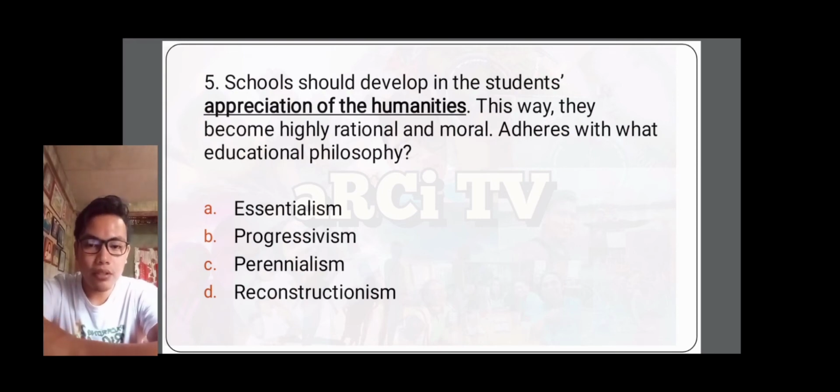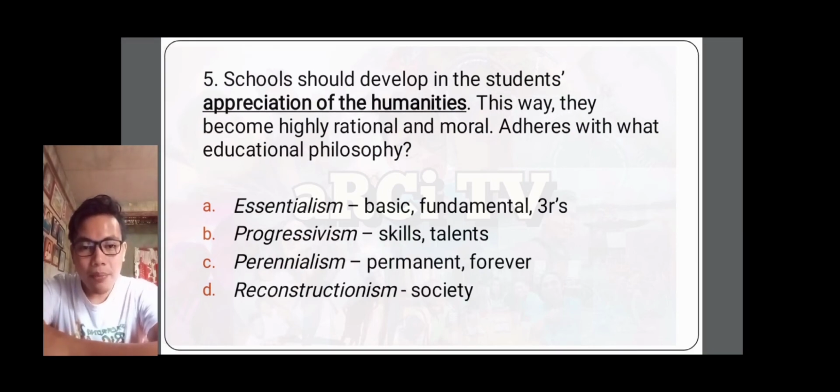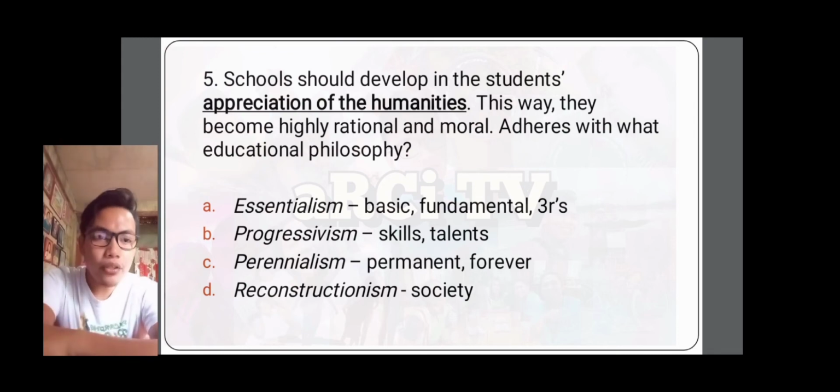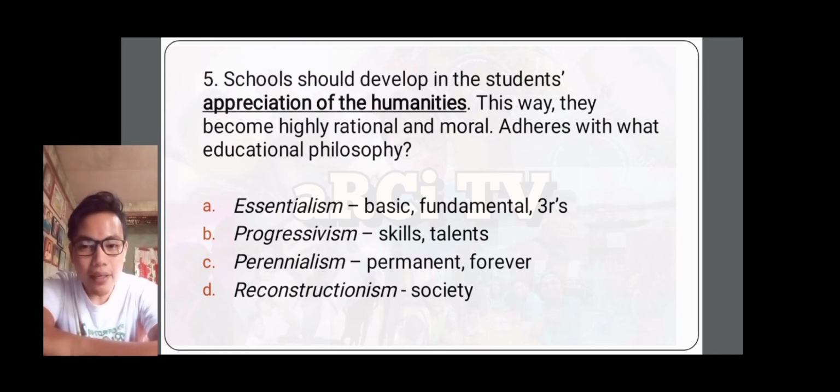Reconstructionism is about society. Perennialism is about permanent and forever. Sana all may forever. Progressivism is about skills and talents and etc. And essentialism is about basics, fundamentals, and the 3 R's. Ano yung 3 R's pala natin? Yung 3 R's po natin is reading, writing, and arithmetic. Again, ulitin ko, reading, writing, and arithmetic.